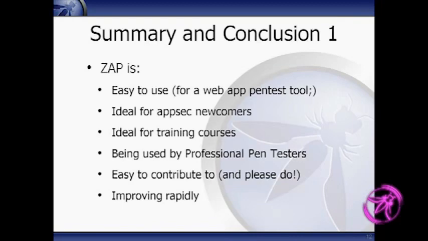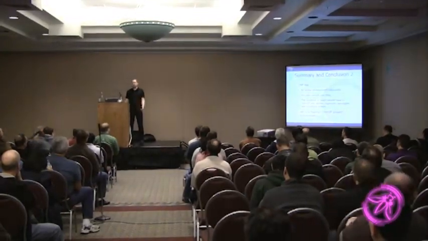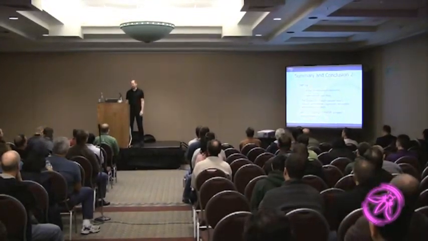And I'm told I'm out of time. So very quickly, it's got an active development community. There's a lot of people getting involved. We've got an international user base. And I think it's got a huge potential to reach people that OWASP tools don't usually reach. As you may know, I think it was mentioned yesterday, the OWASP projects are being restructured, and there's going to be a small number of flagship projects. At the moment, ZAP has provisionally been labelled as one of those, so we're all delighted about that.